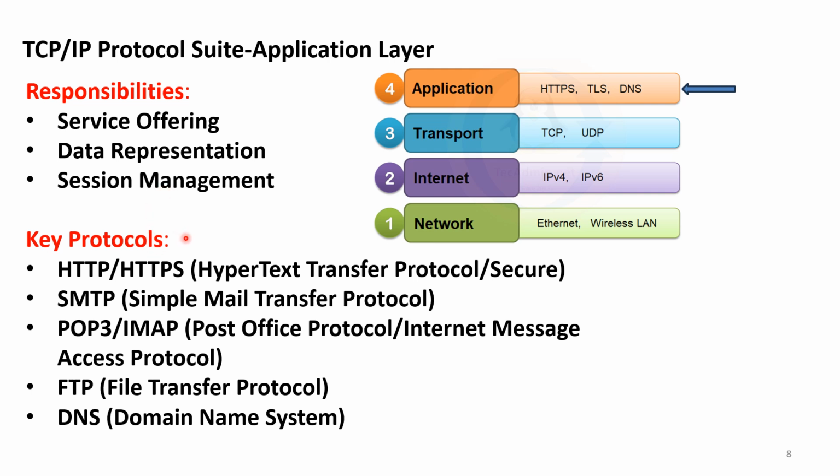Some of the key protocols used in the application layer are Hypertext Transfer Protocol Secure, used for web communication; SMTP, Simple Mail Transfer Protocol, used for sending mail; Post Office Protocol and Internet Message Access Protocol, used for receiving messages; FTP, File Transfer Protocol, used for transferring files; and Domain Name System, which resolves domain names to IP addresses.